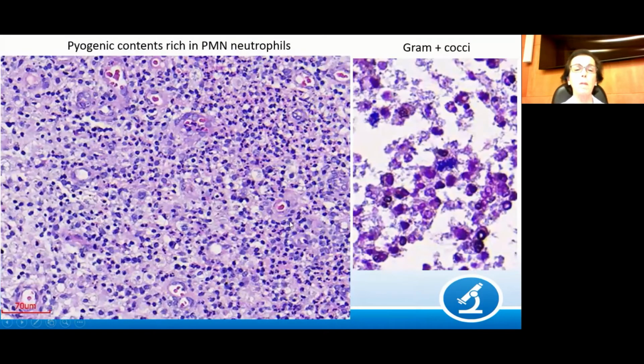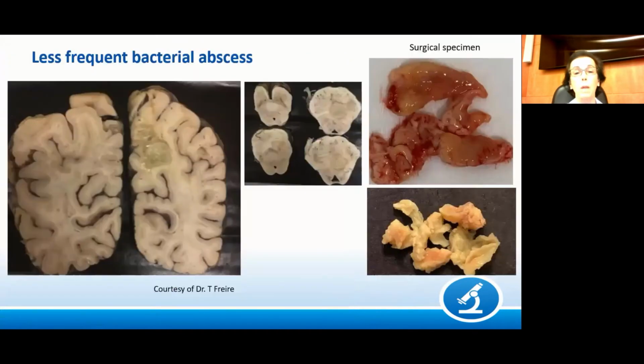The pyogenic contents, as I said, are full of neutrophils, the polymorphonuclear neutrophils. Here we are already getting to the wall where newly formed vessels are formed. And if we do a Gram staining, in this case, they were Gram-positive cocci, like here and here. It's not very good for the resolution, but they are blue, or dark blue.